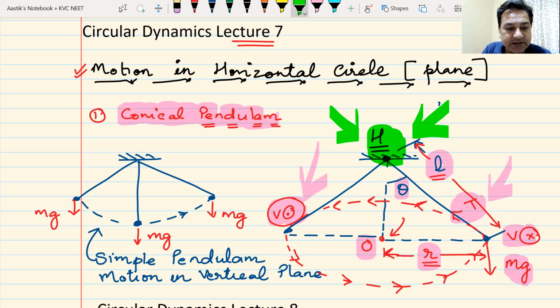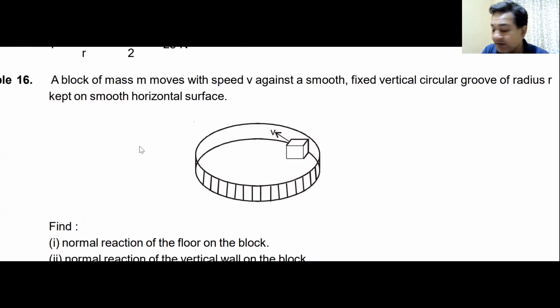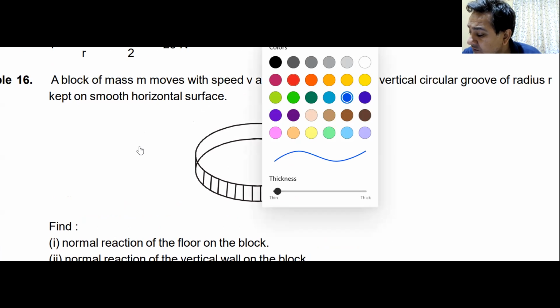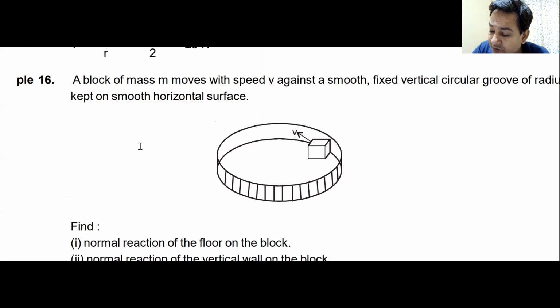This is the question that we are going to start off with. Now we'll start with this question and we'll end with the remaining part of horizontal circular motion. These are the type of questions that will come in your examination hall. What you see here is a block of mass m.